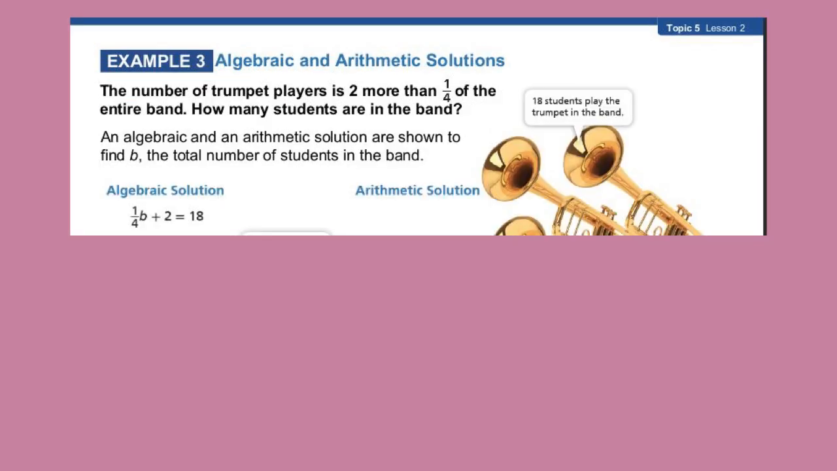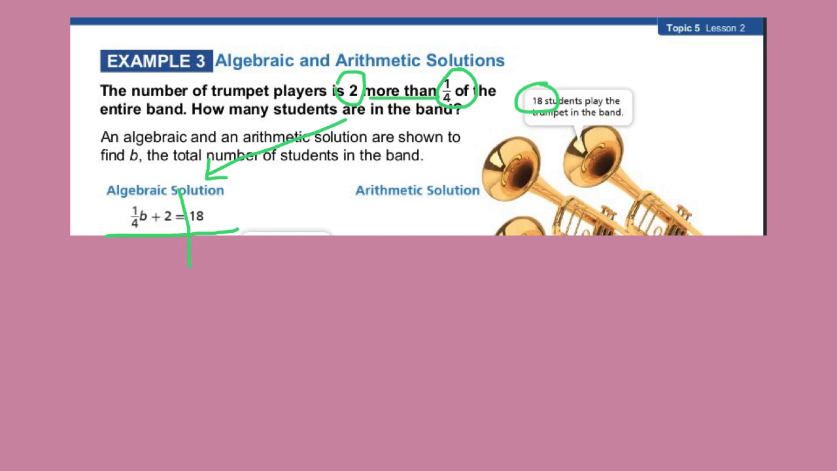This is example 3 on page 271. A number of trumpet players is 2 more than 1/4 of the entire band. How many students are in the band? They already wrote that for you. 1/4 times the band plus 2, because it's "more than," gives us 18. All right.